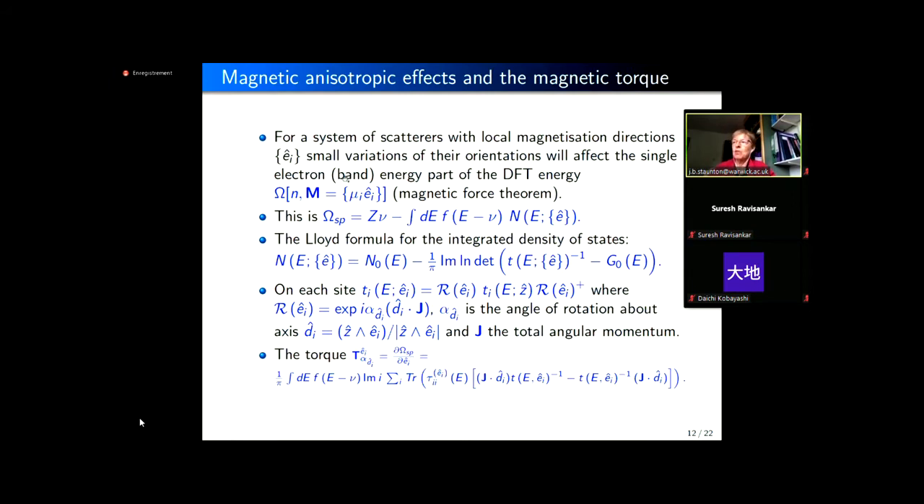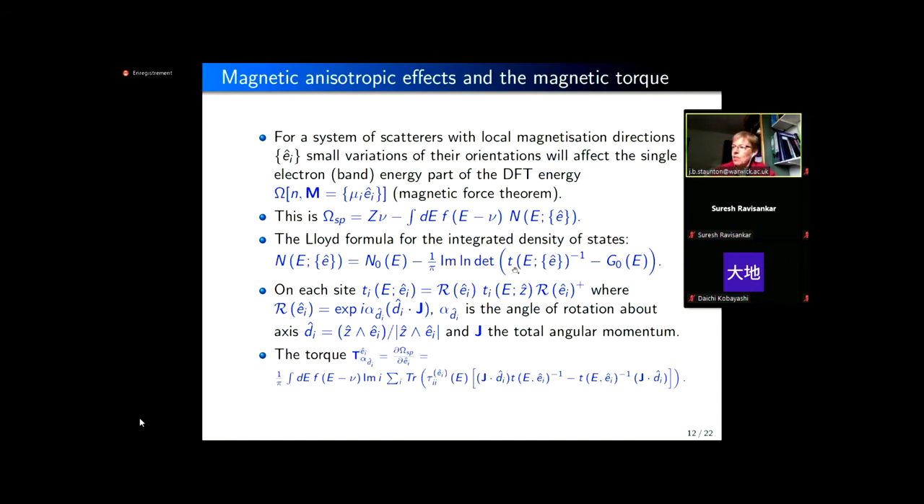And because we assume that we have a self-consistent solution in the DFT already in place, that means we only have to be concerned with the variation of this single site energy term, because to lowest order there's going to be no change to the charge density and the magnetization density. It's just changing the direction.